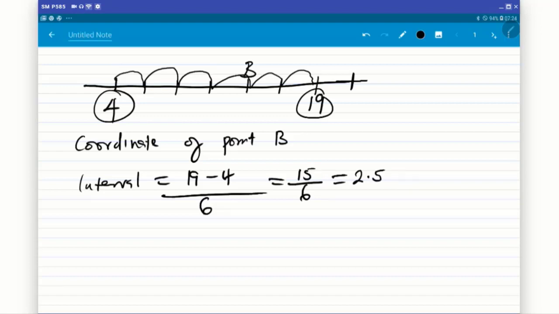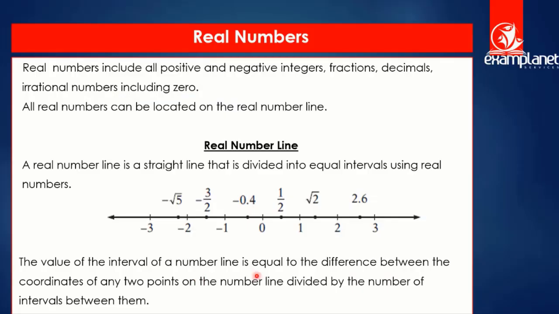So to get my B, I can simply say 19 minus 2.5. That will give me 16.5. Then 16.5 minus 2.5, and that will give me 14. So the coordinate of B is equal to 14. Okay, so that's how you can find the interval of any number line. Once you see any 2 coordinates, subtract them, then divide the result by the number of intervals between them. Alright, now let's move on.